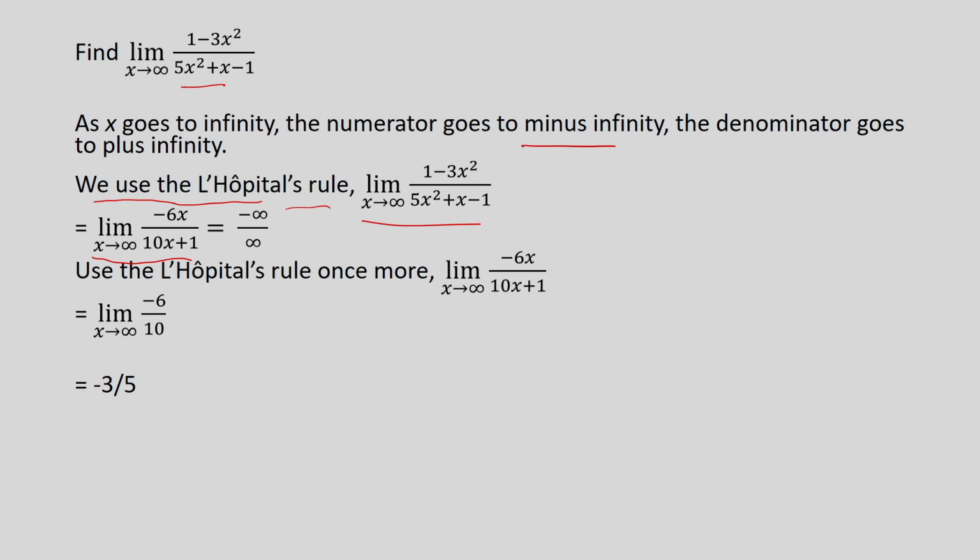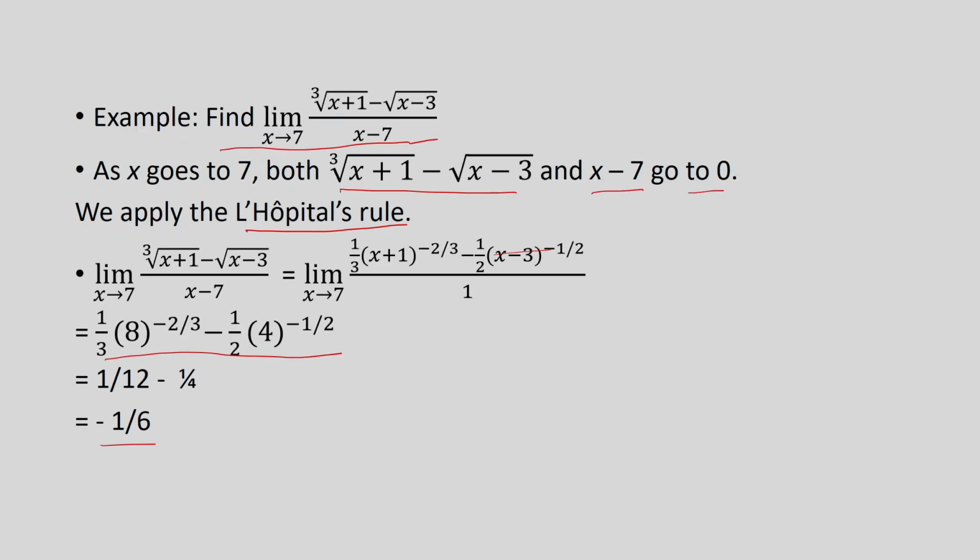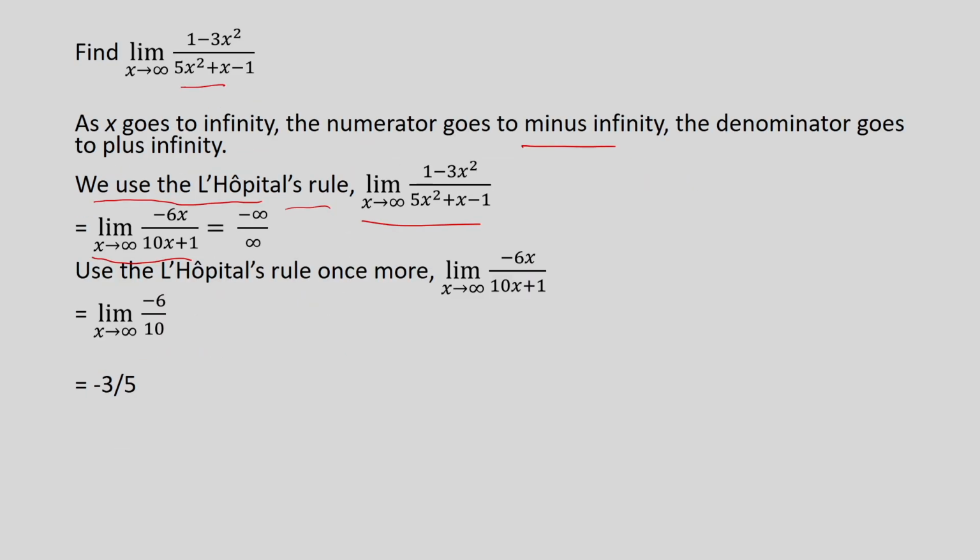Therefore, you apply L'Hopital's rule once more, and if you do that, minus 6x, if you take the derivative, it becomes just minus 6, and 10x plus 1, take the derivative, it becomes 10. So, now it is easy to handle, it just becomes minus 3 divided by 5. Okay, so this is how we use L'Hopital's rule to find the limit of functions which are a little bit difficult to handle, and so L'Hopital's rule is very useful in that sense.